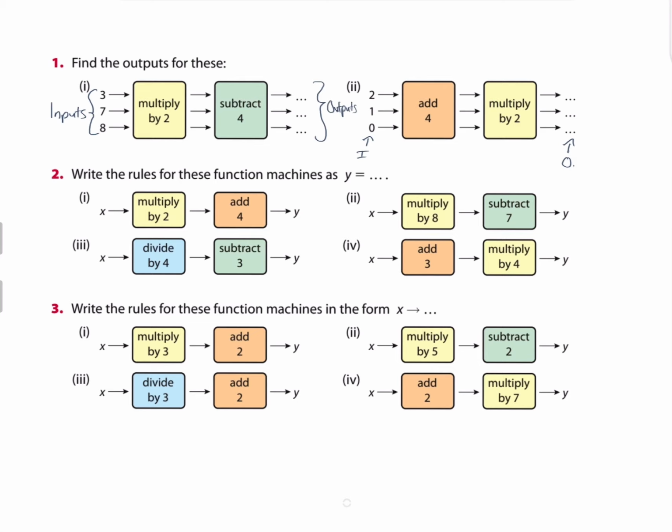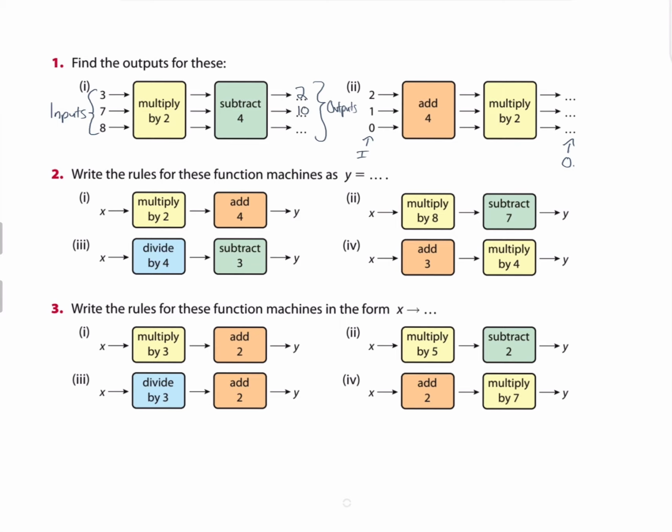So I'm going to do the first one. 3 multiply by 2 subtract 4. So 3 multiplied by 2 is 6. Subtract 4 is 2. 7 multiplied by 2 is 14. Minus 4 is 10. So pause the video now and have a go at the rest, and then unpause it and I'm going to go through it.